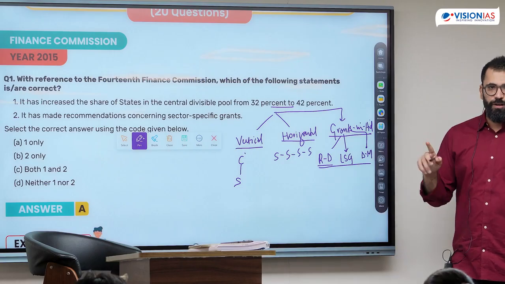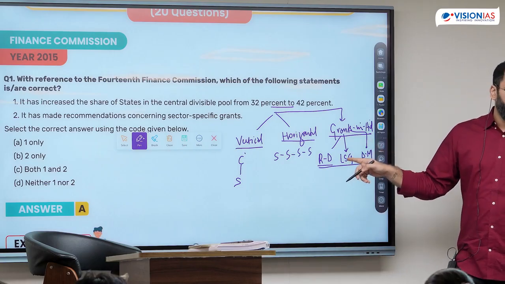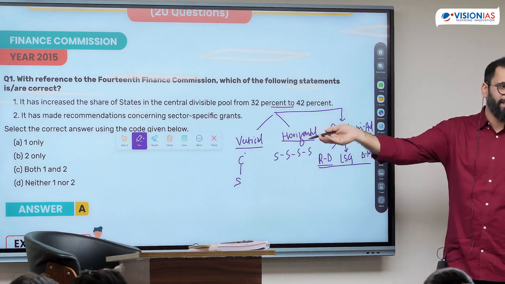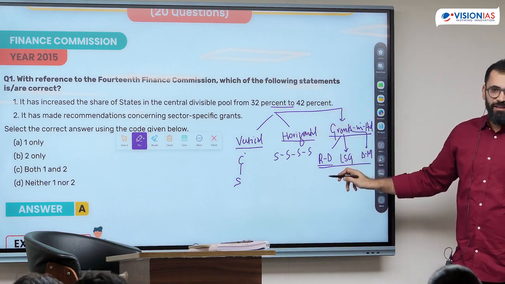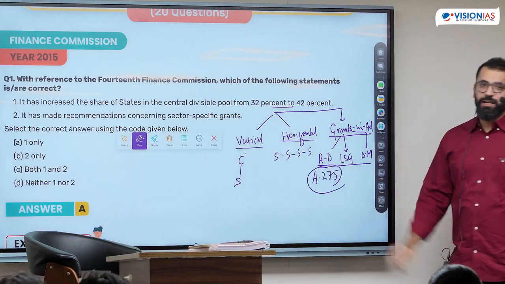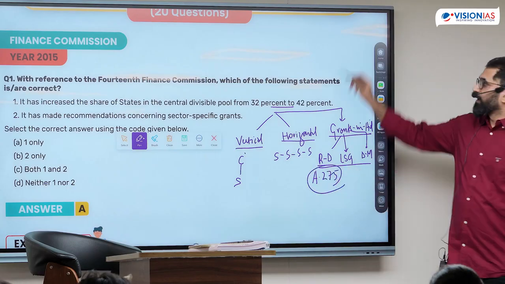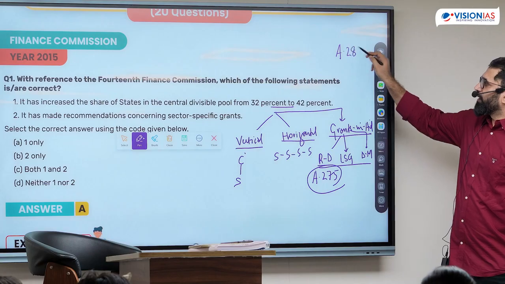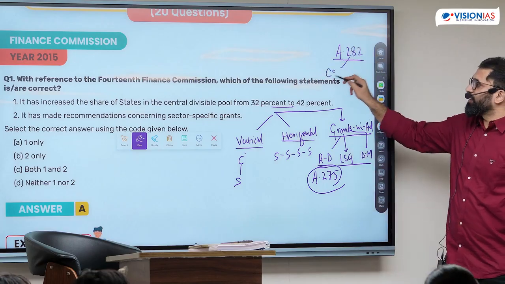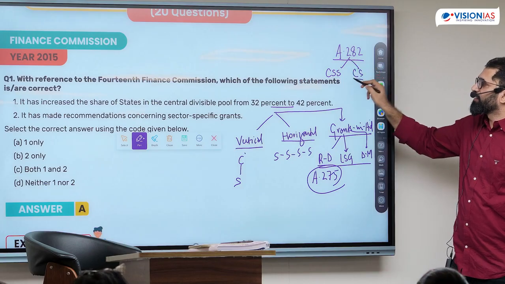In fact, this is a role. Is it a constitutional role? Under what article? 280 तो Finance Commission बनाने के लिए बात की है. Grants का Article 275, statutory grants from the center to states. Article 282 is discretionary grants from center to states, where they give money in the form of centrally sponsored schemes or central sector schemes.